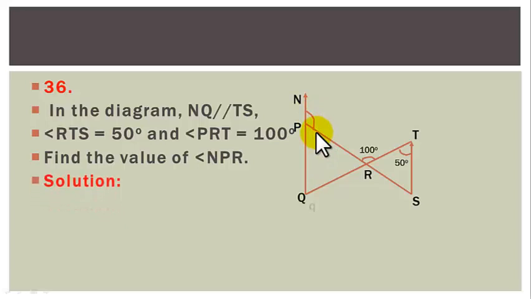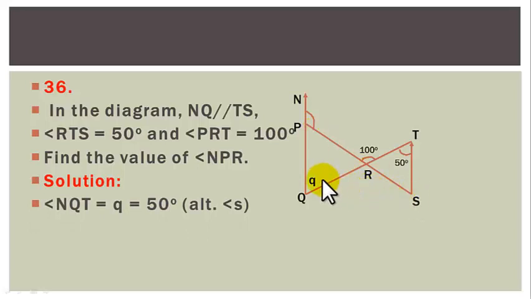Solution. Let angle NQT be Q. And then this angle Q is equal to 50 degrees, since this angle and this angle are alternate angles and are equal.